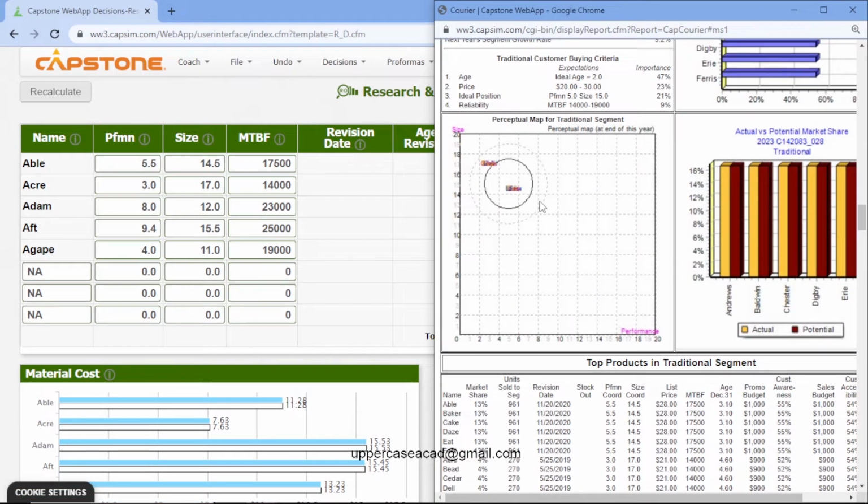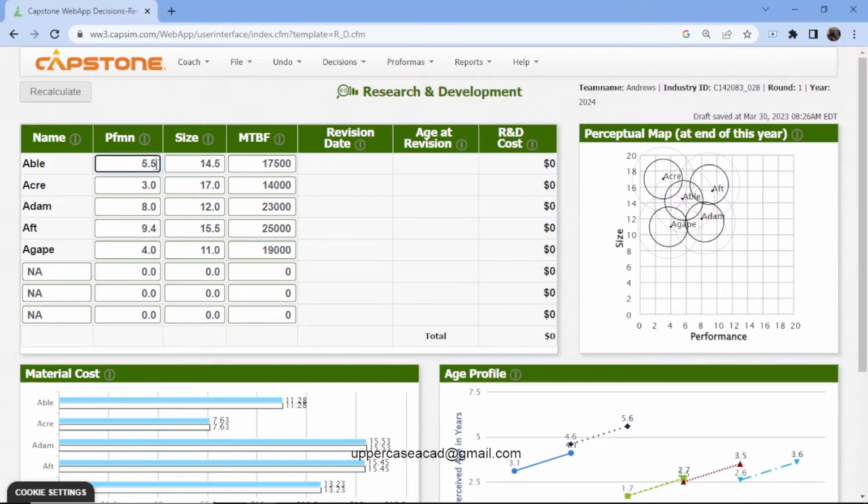So our first product is Able, and it is in the traditional market segment. If you look at the traditional customer buying criteria, age is more important with an importance of 47%, price 23%, ideal position is 21%, reliability is 9%. So we make decisions with the Able. I'll say let me give it a performance of 6.0 and a size of 14.0. I'll not change my mean time before failure, or commonly known as the MTBF.